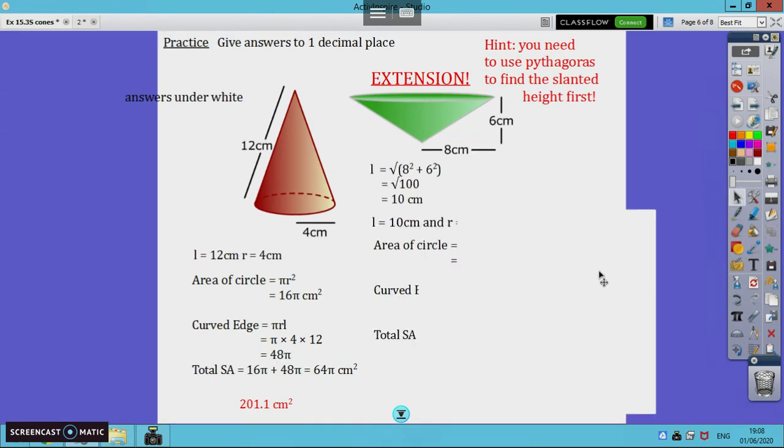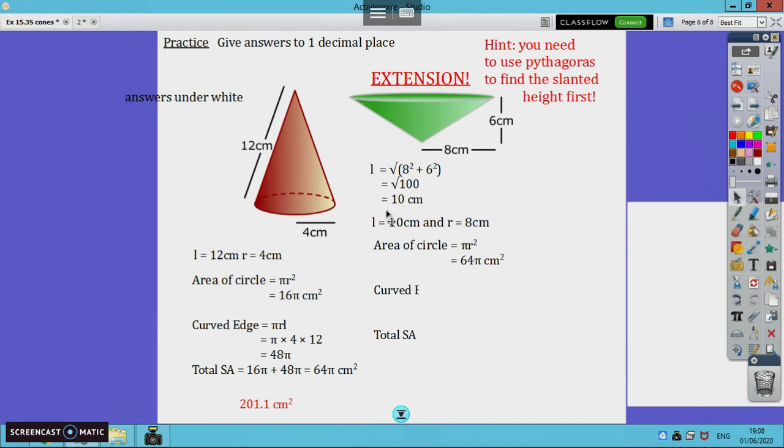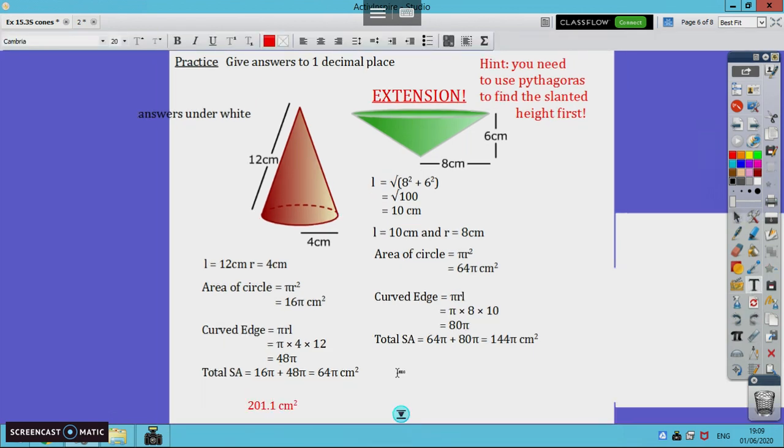We needed to find that slanted height using Pythagoras. So that slanted height was 10 because we've got a Pythagorean triple there. Your slanted height therefore is 10 and your radius is 8. Again, the area of your circle is 64 pi centimetres squared and your curved edge is 80 pi. Adding those together, 144 pi centimetres squared, which if I change would be 452.4 centimetres squared. Okay, to 1 decimal place.